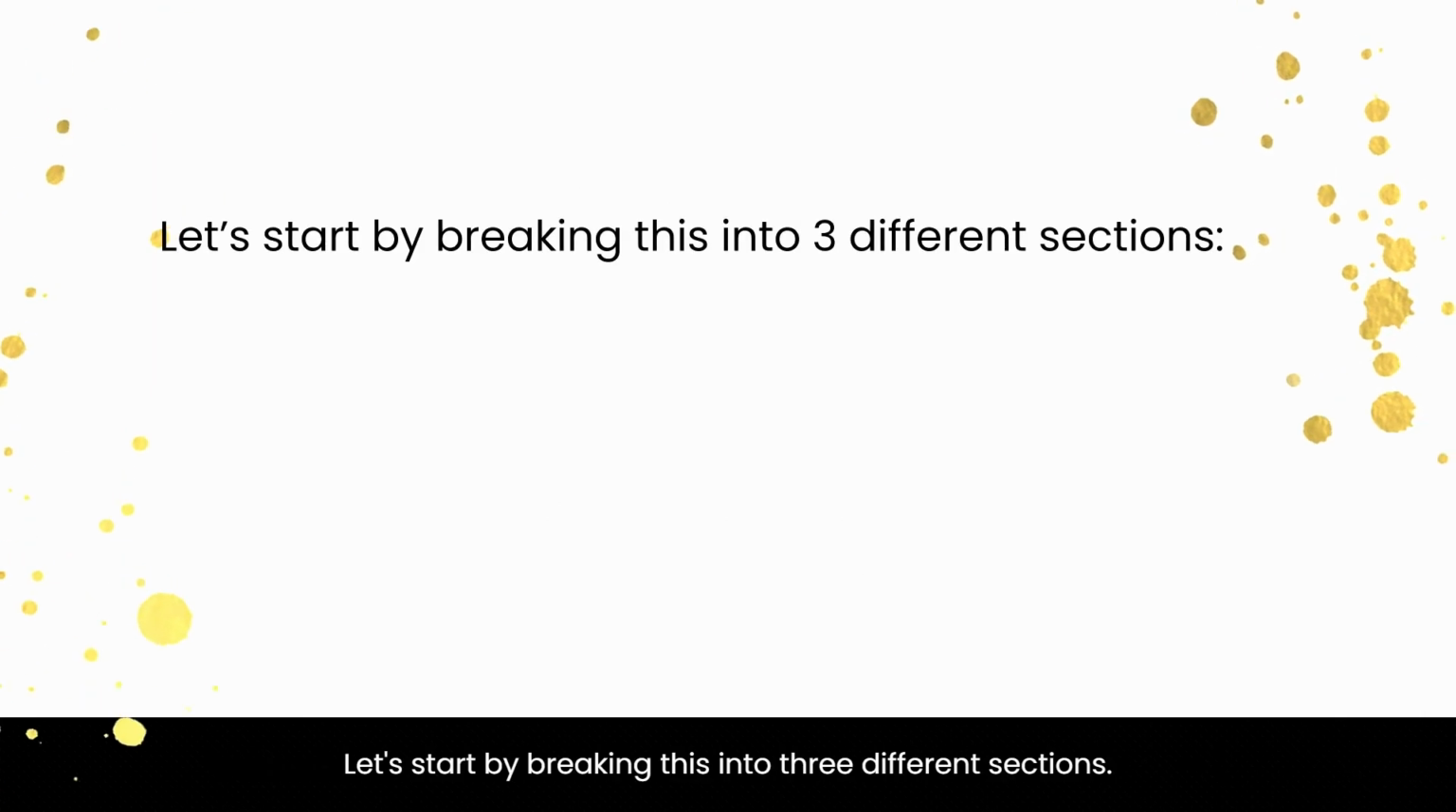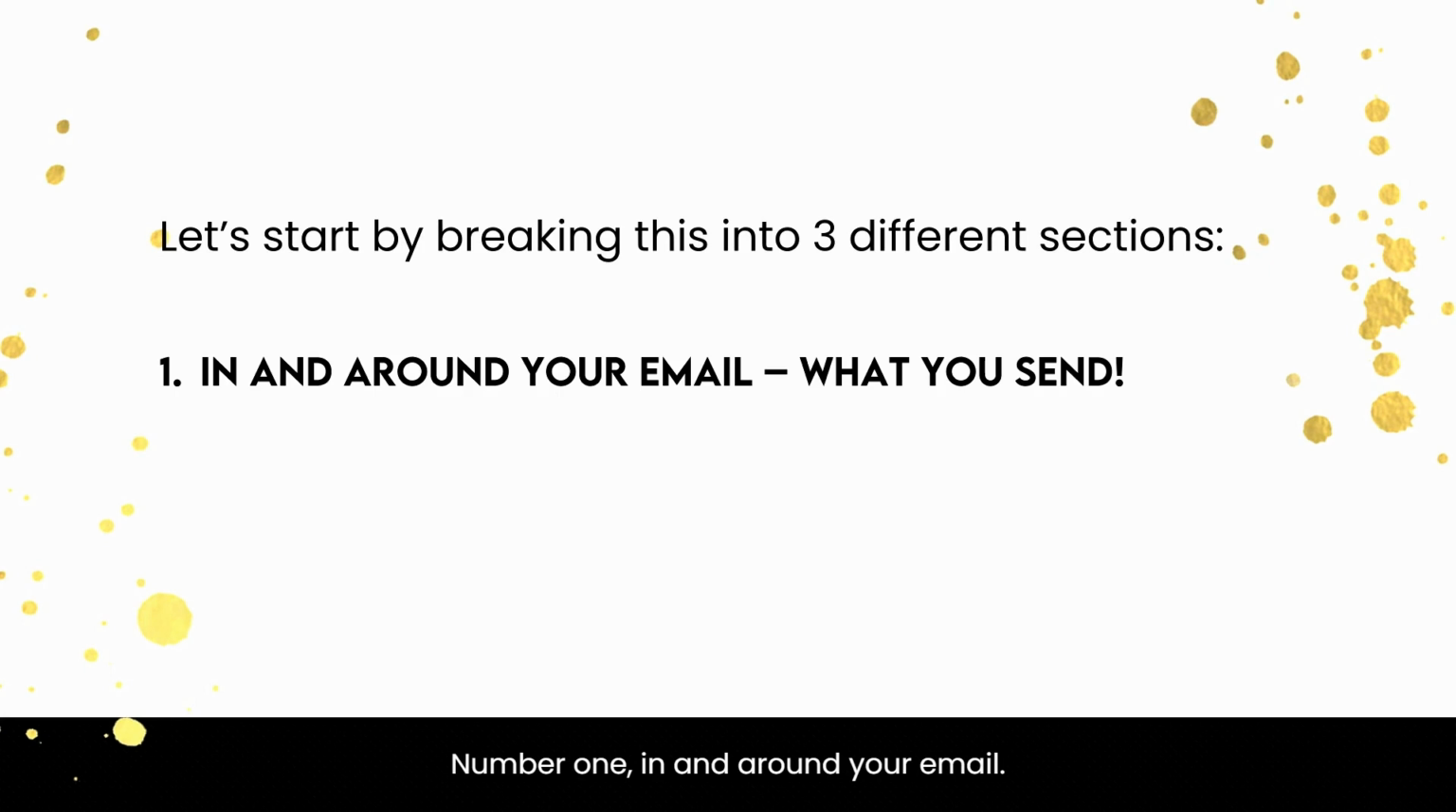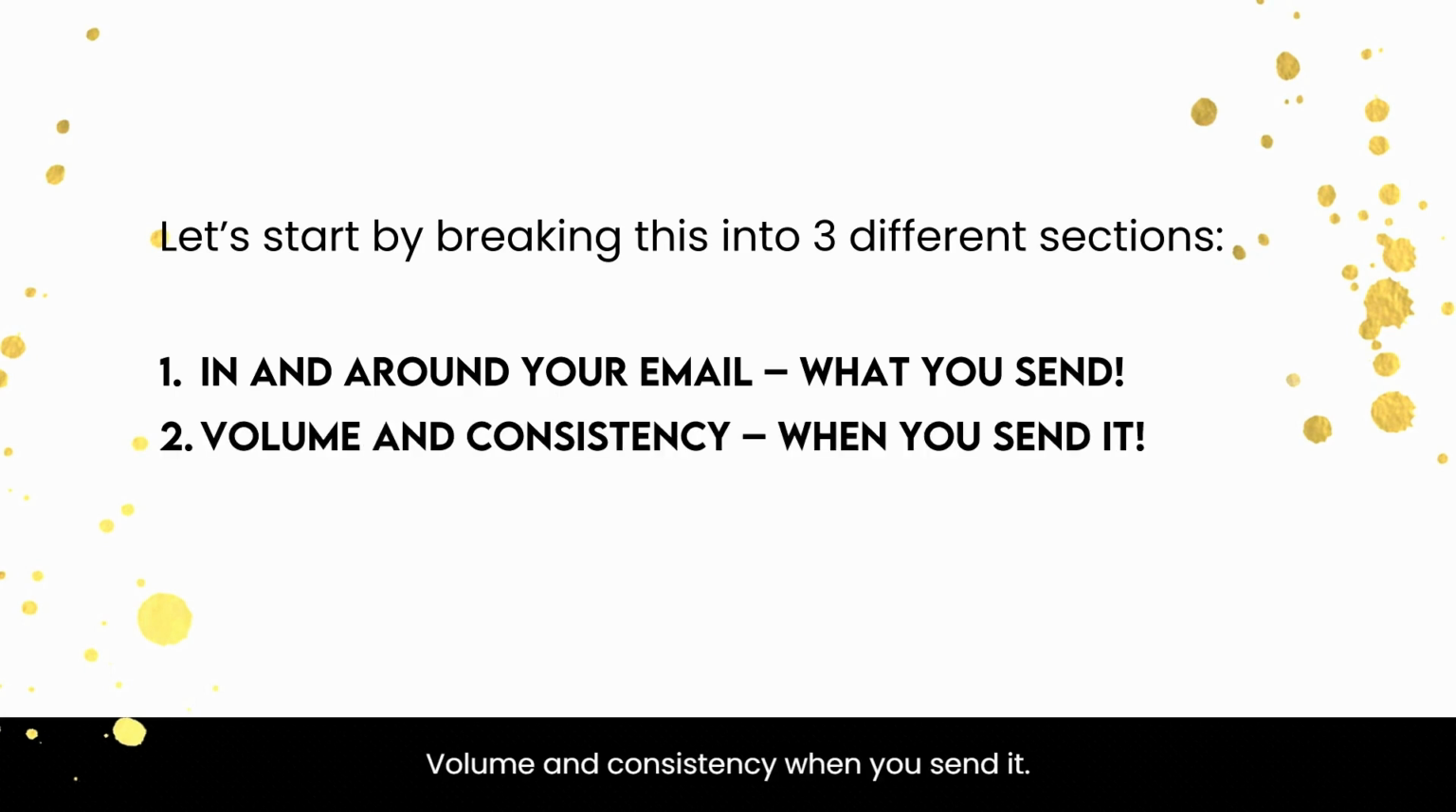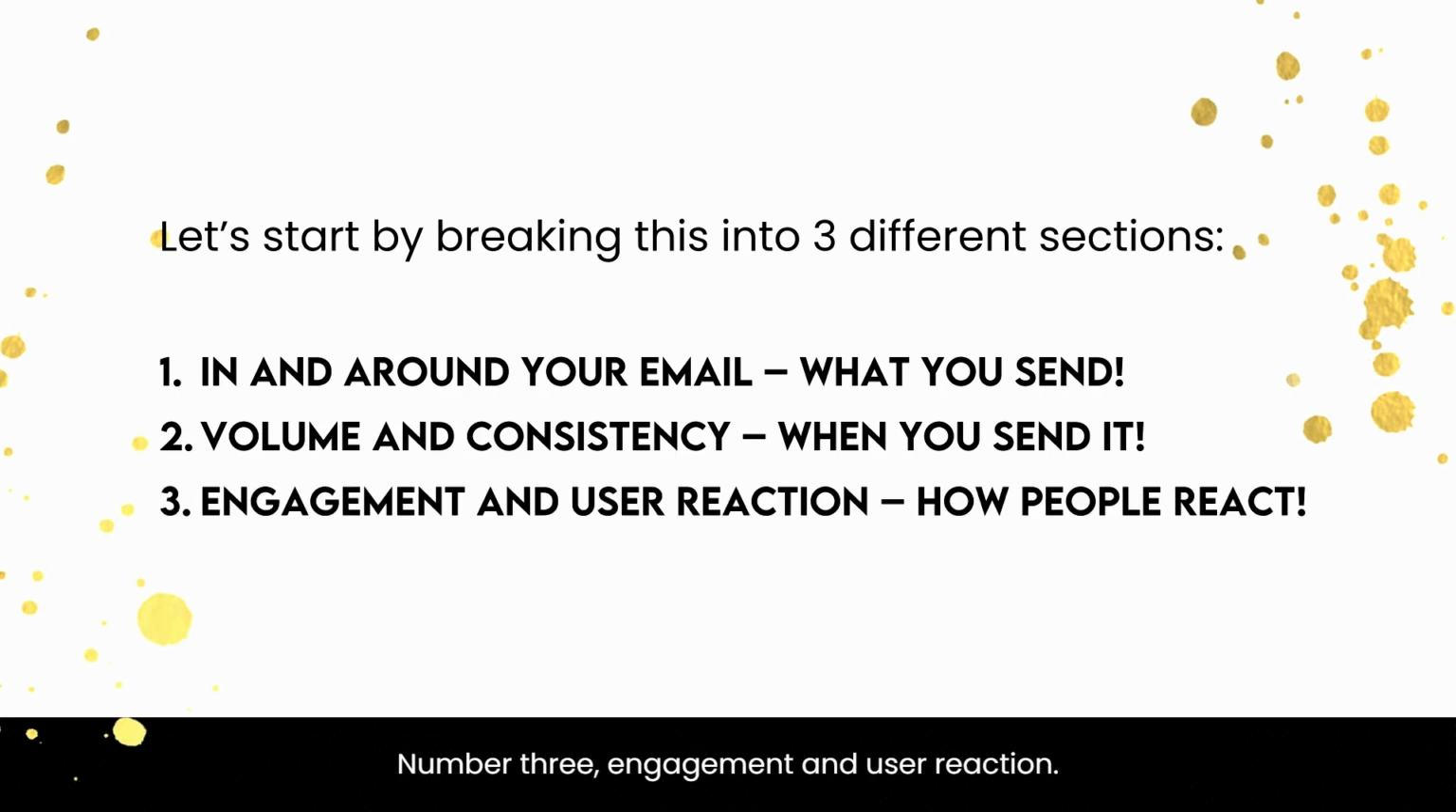Let's start by breaking this into 3 different sections. Number 1, in and around your email. That is what you send. Number 2, volume and consistency, when you send it. Number 3, engagement and user reaction. That is, how do people react to your emails?